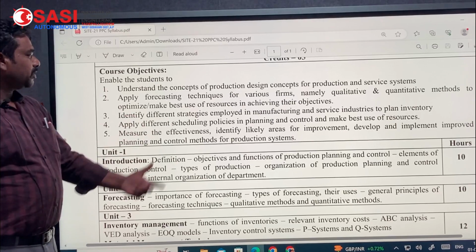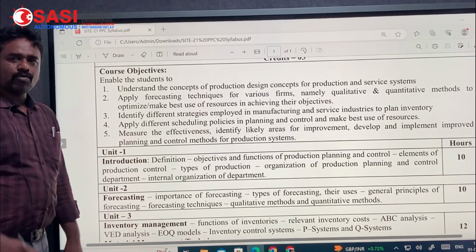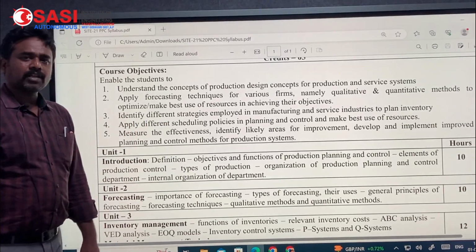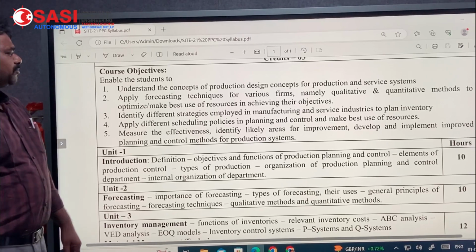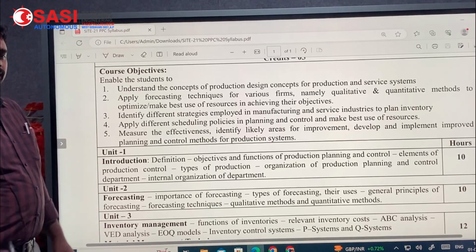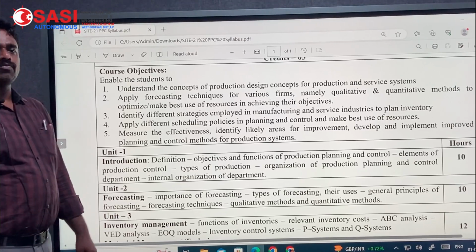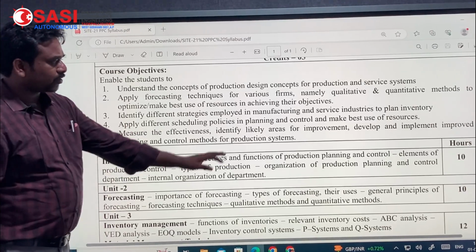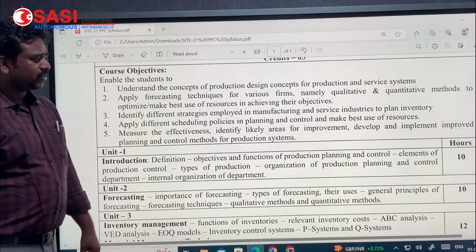We also identify various strategies that are employed in manufacturing systems, meaning in planning of inventory, planning of the production line, planning of the routings and everything. What the various strategies are that can be employed and how these things can be carried out. And next is to apply different scheduling policies. How to prepare schedules, what the best schedule is, how we can identify the best schedules, what a good production schedule consists of, and what the various elements of a good production scheduling policy are, and so on.